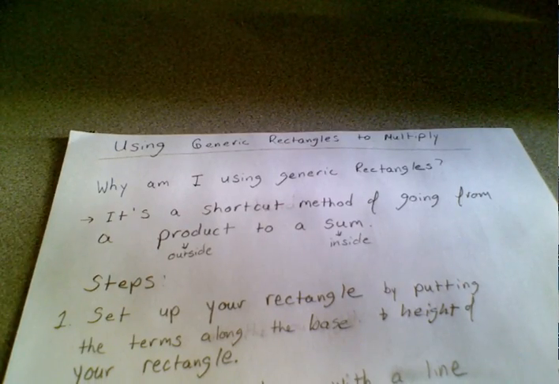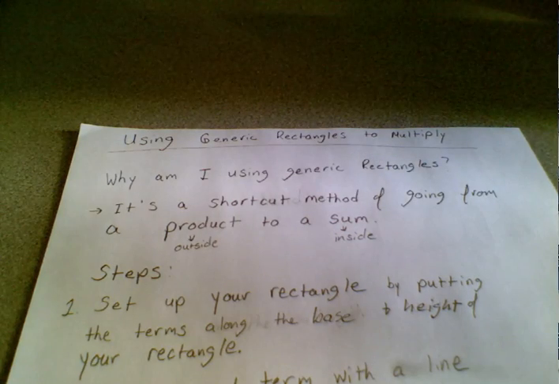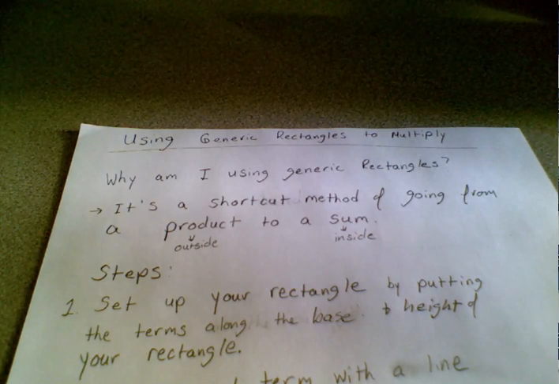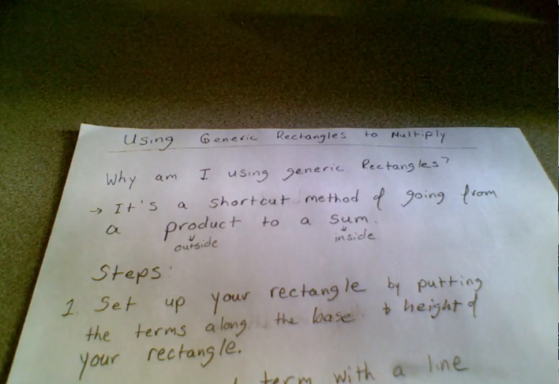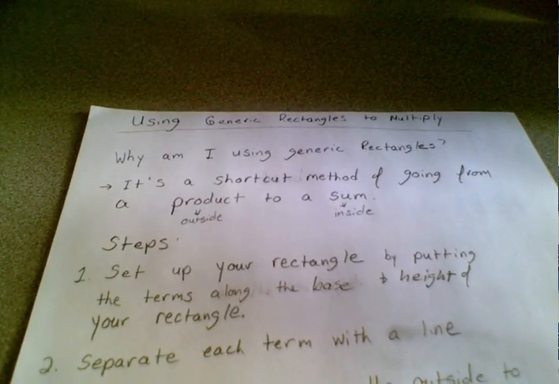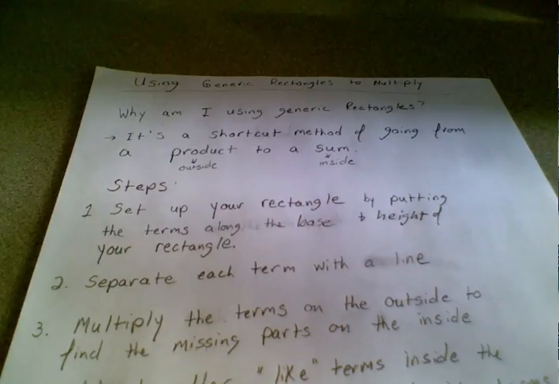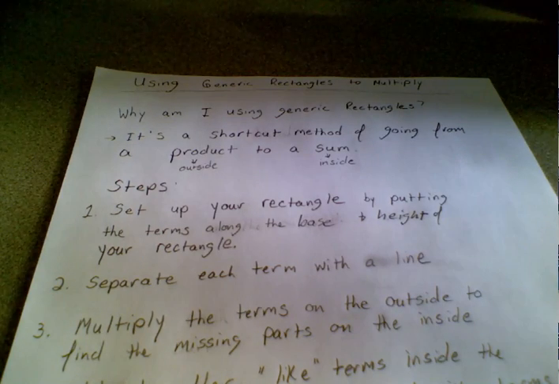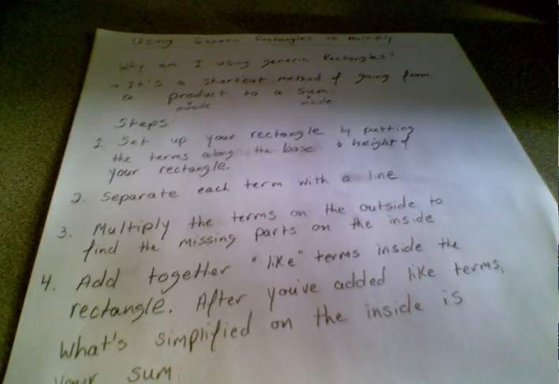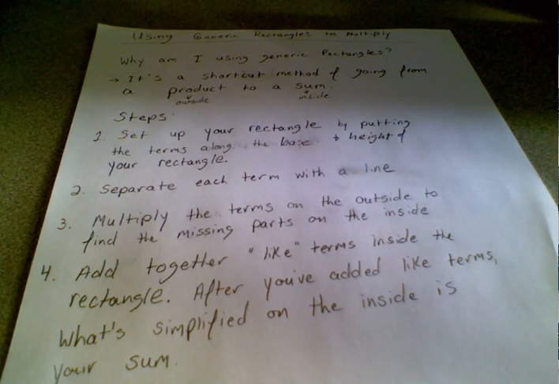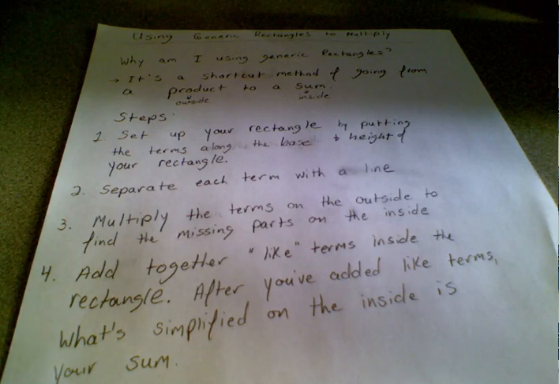And again, if you need to, please write these down. Step 1, set up your rectangle by putting the terms along the base and height of your rectangle. Again, we'll give you an example here in a little bit. Step 2, separate each term with a line. Step 3, multiply the terms on the outside to find the missing parts on the inside. And step 4, add together like terms inside the rectangle. After you've added like terms, what's simplified on the inside is your sum. So again, if you need to write down all these steps, please do so because we're going to go over a couple of examples right now, okay?